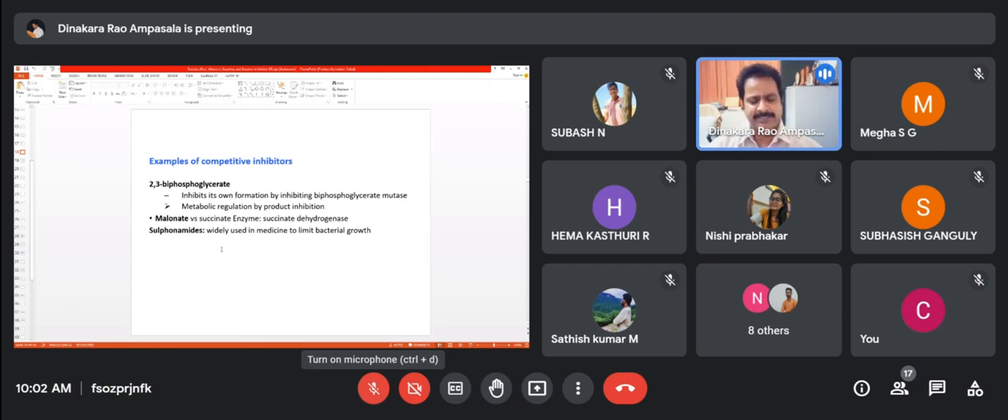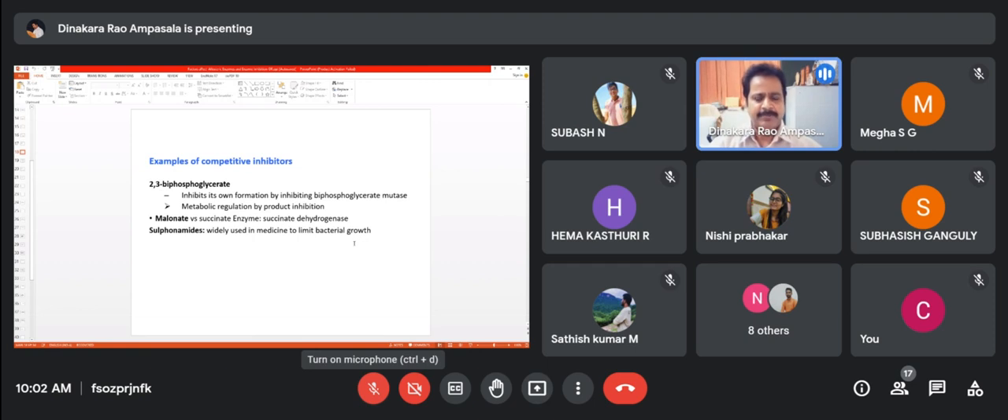And sulfonamides are the byproduct. Sulfonamides are the molecules which contain sulfur. Okay, they are widely used in medicine to limit bacterial growth. So these are antibacterial drug molecules. They interact with some enzymes in bacteria, compete with the substrate molecules and block those reactions. Due to this blockage, bacterial growth will be reduced. So these molecules we can call antibacterial molecules.